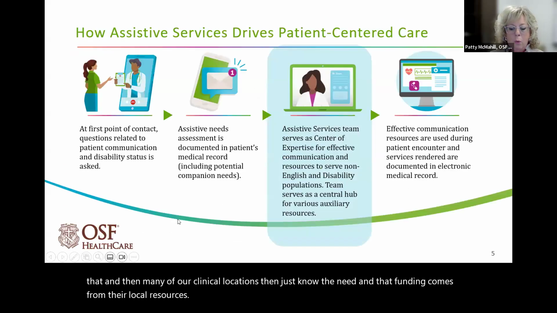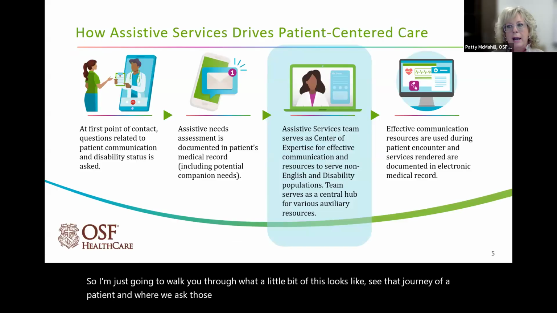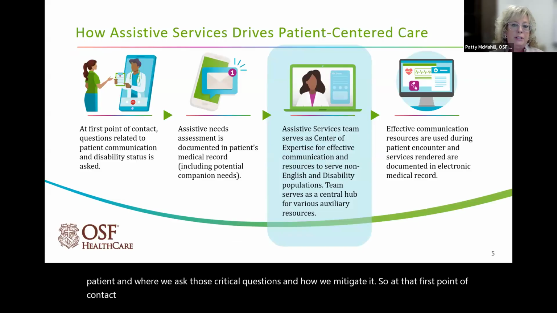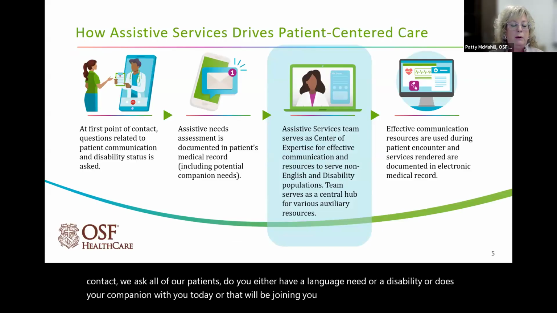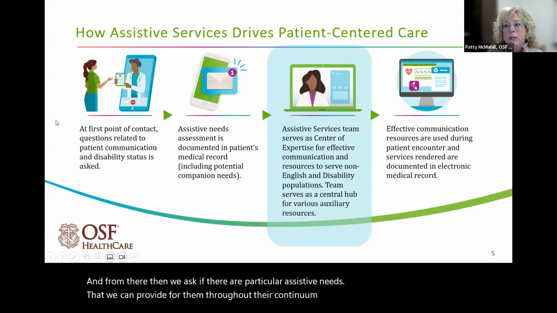So I'm just going to walk you through what a little bit of this looks like. See that journey of a patient and where we ask those critical questions and how we mitigate it. At that first point of contact, we ask all of our patients, do you either have a language need or a disability, or does your companion with you today or that will be joining you have a disability or a language need? And from there, we ask if there are particular assistive needs that we can provide for them throughout their continuum of care. We ensure that we document that within their medical record.